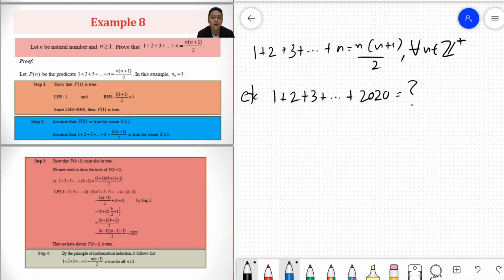As we already know, it is equal to n times n plus 1 over 2, so it's really important for you to find the value of n first. The value of n in this summation is 2020. Therefore, you substitute into the formula on the right hand side.